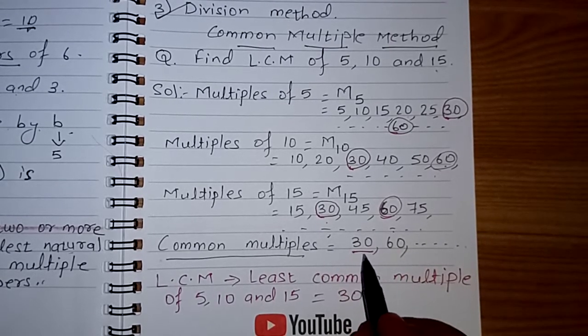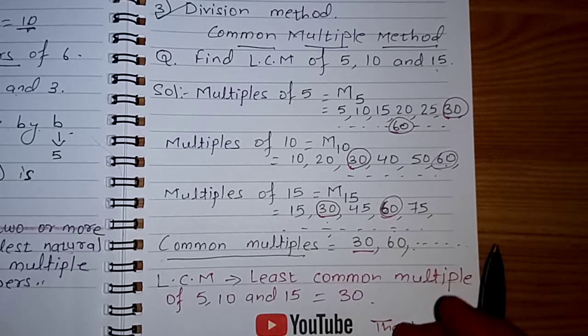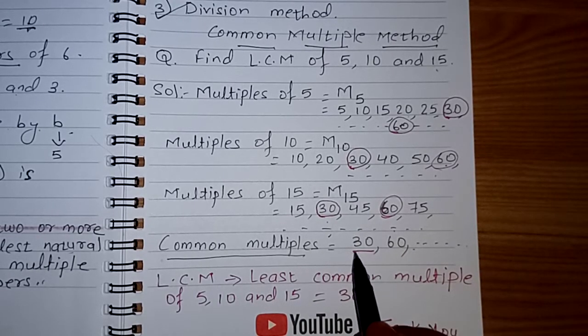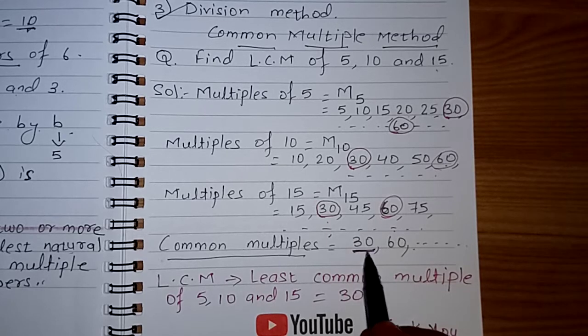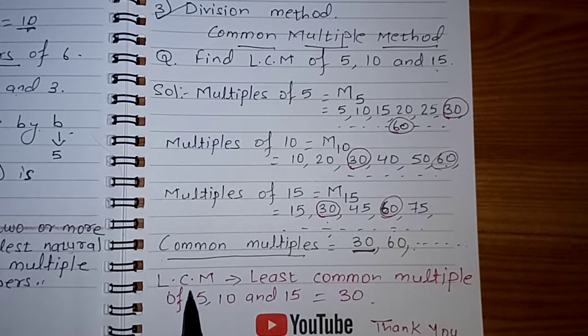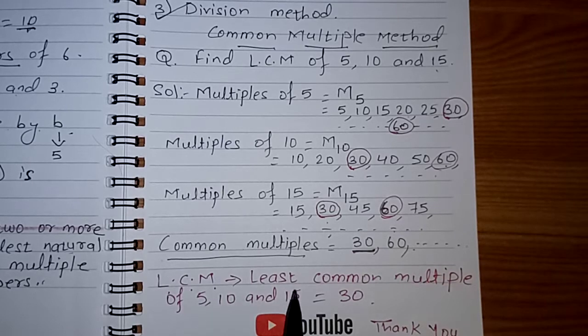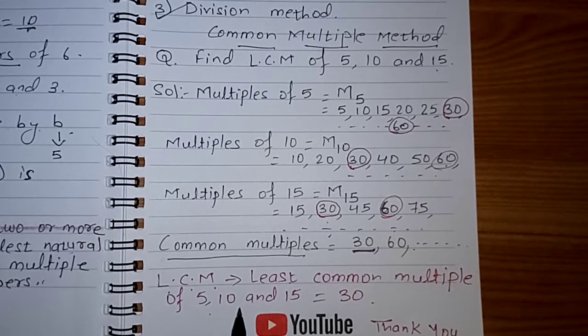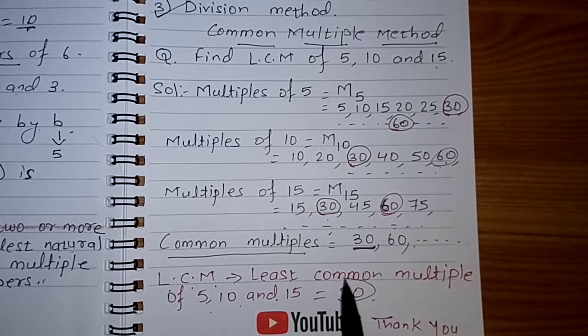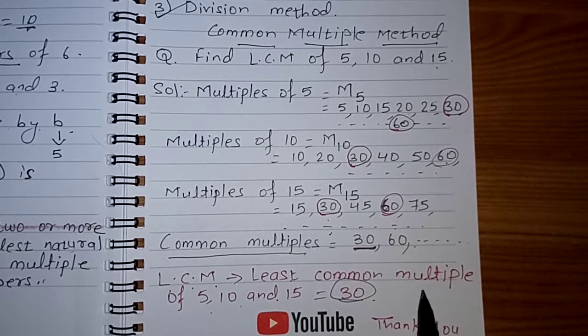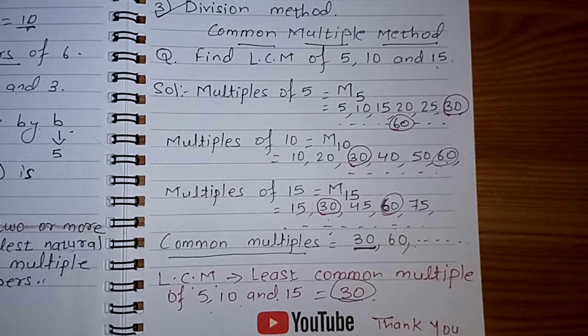Now in these common multiples, which is the least one? The least or smallest one is what? 30. So what is the least common multiple? Least common multiple, LCM of 5, 10 and 15, that is 30. Okay children? I hope you understood this.